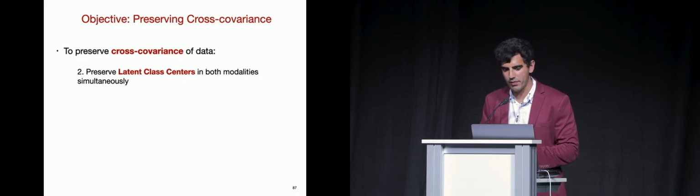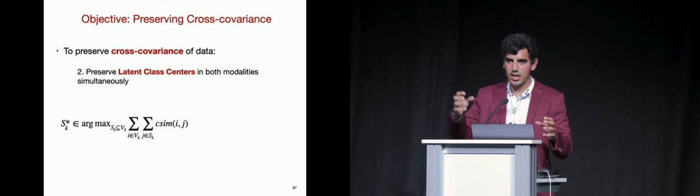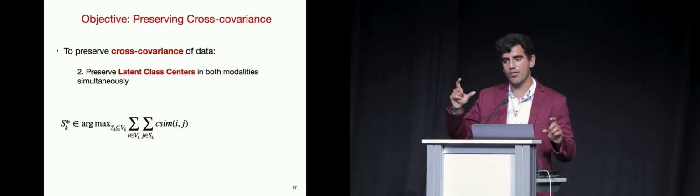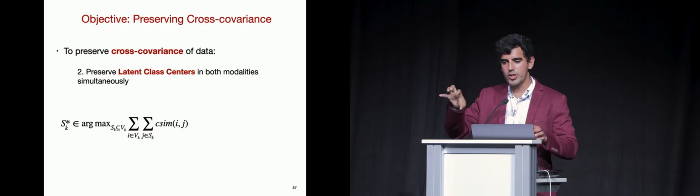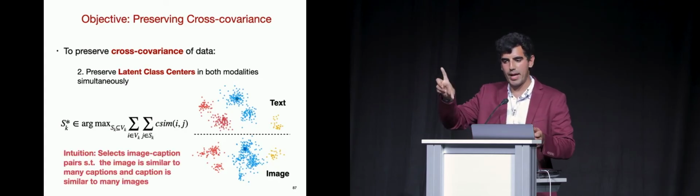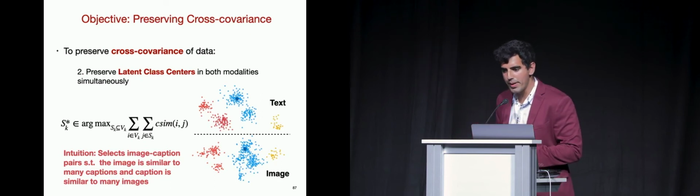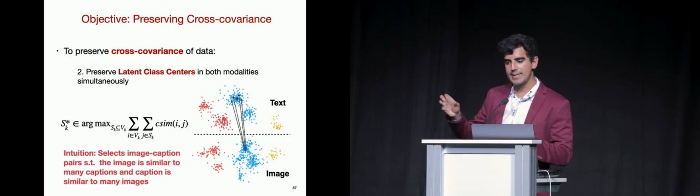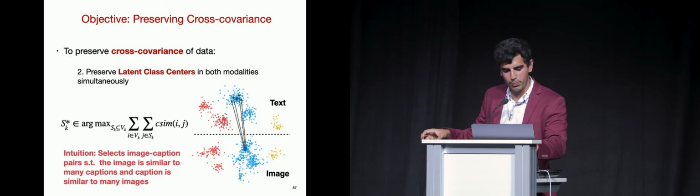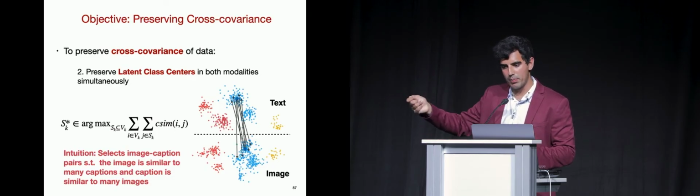So the second part of preserving cross covariance is preserving latent class centers in both modalities simultaneously. The only difference from the single modality case here is that because you have to pick image caption pairs, you can't just optimize for preserving latent class centers in image space and caption space separately. You need to do this in a joint fashion so that the image caption pairs you pick are central in both modalities. And the way we do this is by picking examples that are cross-modally similar. So picking examples, being the subset SK, that are cross-modally similar to all other examples in that latent class.